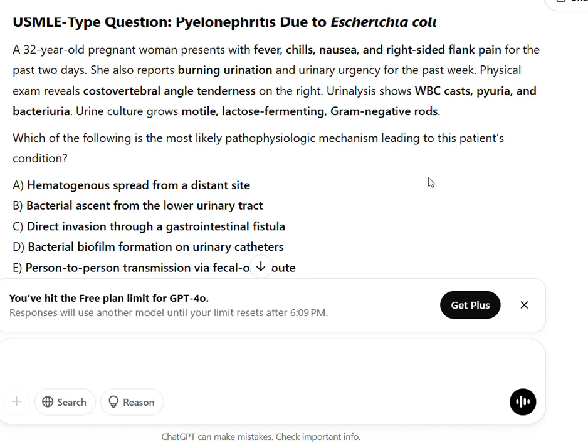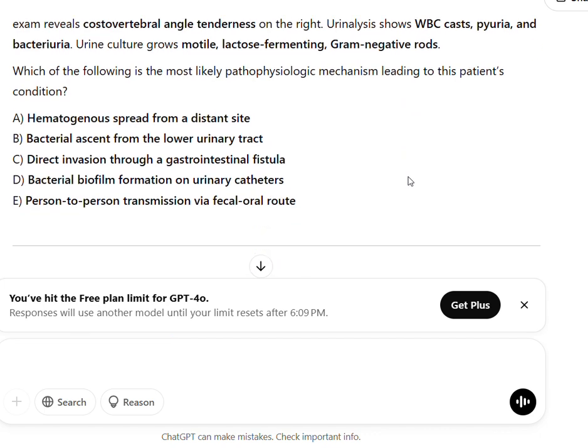Which of the following is the most likely pathophysiologic mechanism leading to this patient's condition? A. Hematogenous spread from a distant site. B. Bacterial ascent from the lower urinary tract. C. Direct invasion through a gastrointestinal fistula. D. Bacterial biofilm formation on urinary catheters. E. Person-to-person transmission via fecal-oral route.